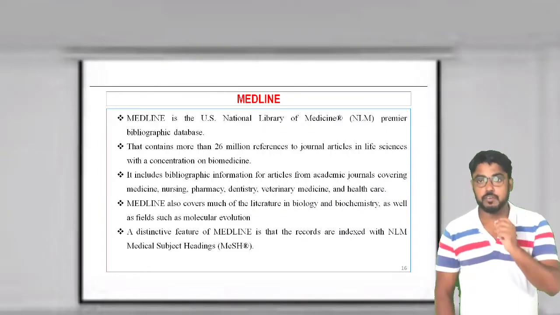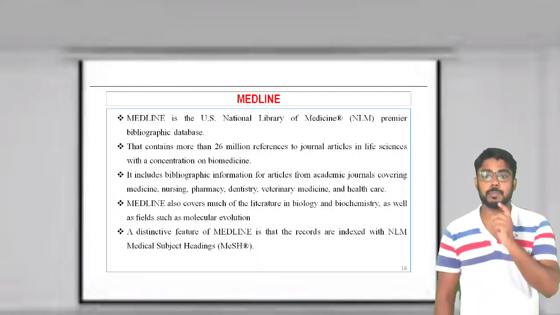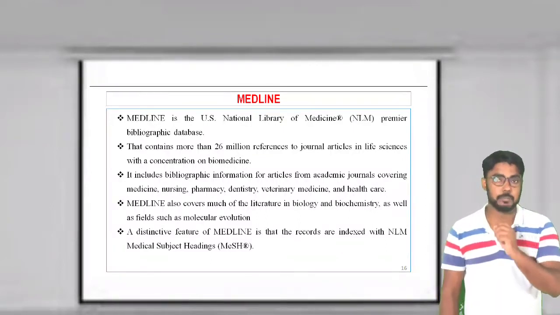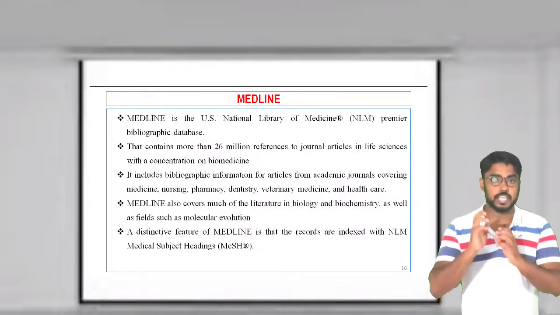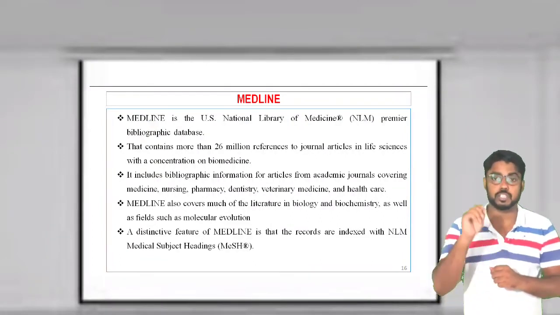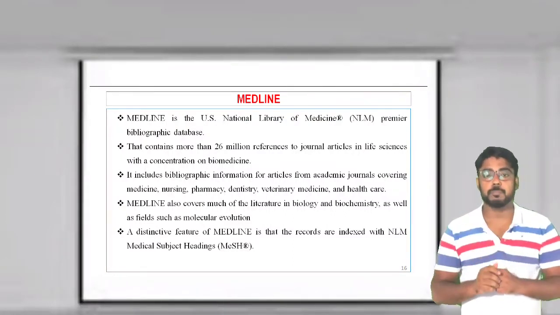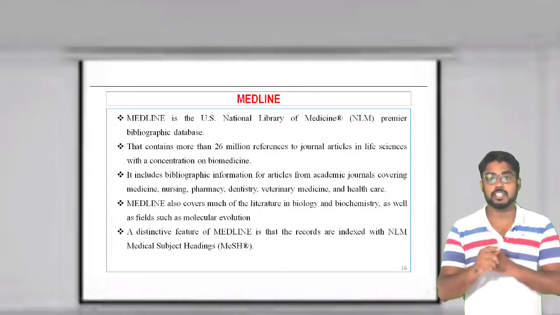Medline is one of the premier bibliographic databases of the US National Library of Medicine (NLM), and it contains more than 26 million references to journal articles in life science with a concentration on biomedicine. Medline includes bibliographic information for articles from academic journals covering medicine, nursing, pharmacy, dentistry, veterinary medicine, and healthcare.